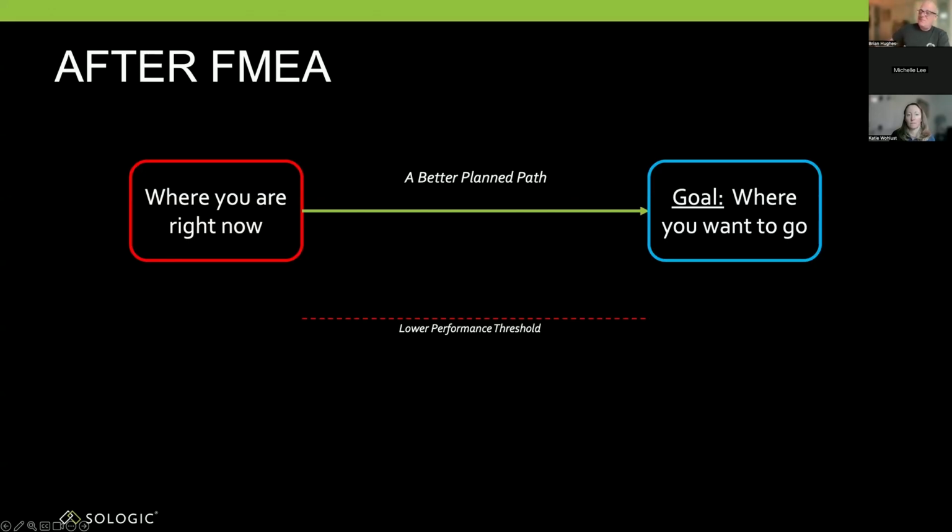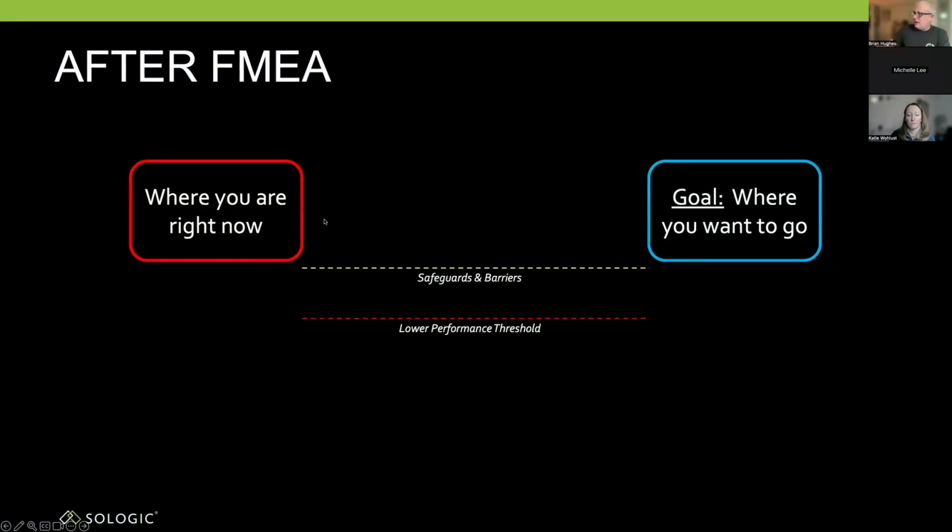Right. So what I like about this is what we're looking for out of all of this: what we learn in an FMEA allows us to add what I've added in here, a yellow line called safeguards and barriers. Okay. What that is, I've raised the floor above my lower performance threshold. It's like a safety net underneath a bunch of acrobats. All right. If you've got the ground and the concrete here, here's my net, above the floor.